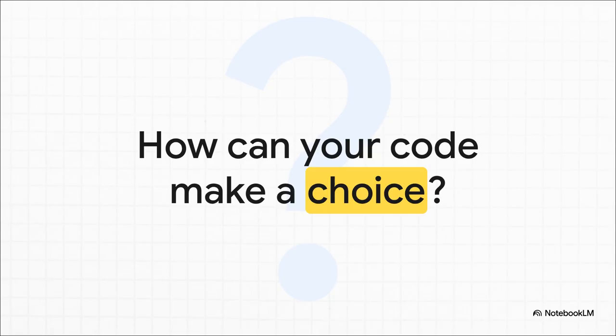How can your code actually make a choice? I mean, usually you write a script and it just runs straight down, top to bottom. But what happens when you need it to be a little smarter? What if you need it to react differently depending on the situation? How do you get it to pick a path?